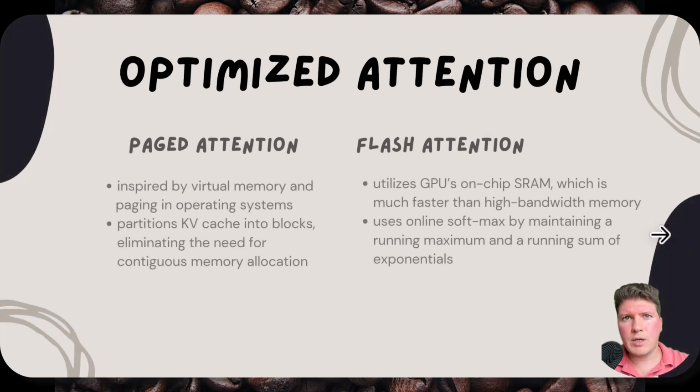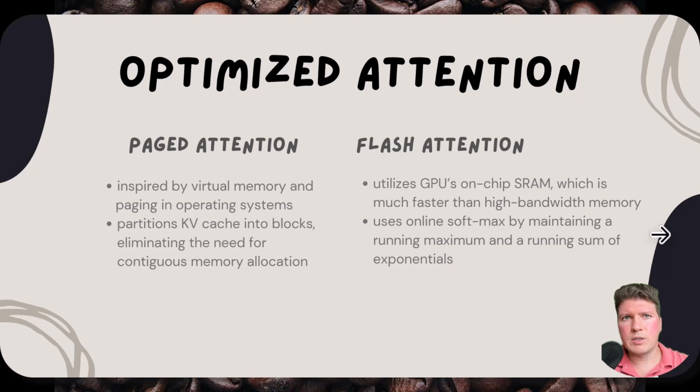The transformer architecture is based on the attention mechanism, which scales quadratically with the number of input tokens. This is particularly inefficient for long sequences. This motivated the development of optimized attention mechanisms such as paged attention and flash attention. Paged attention draws inspiration from virtual memory and paging in operating systems.